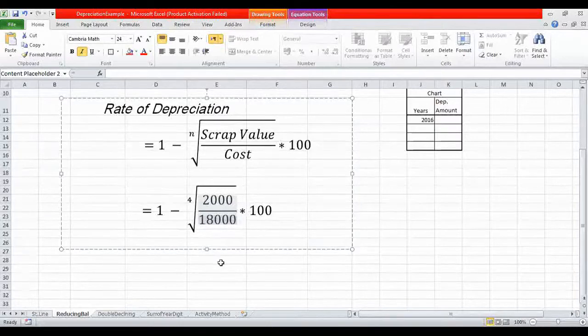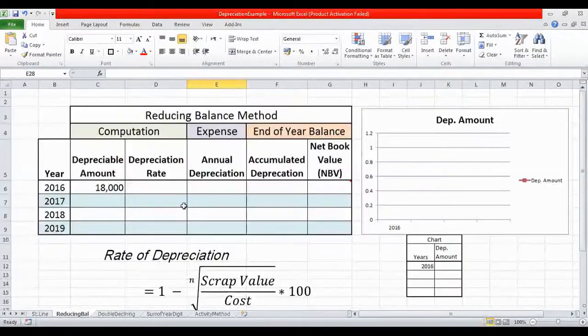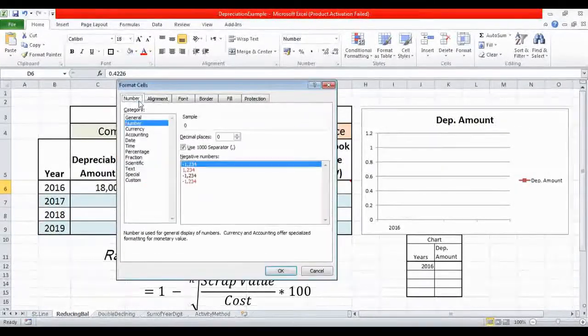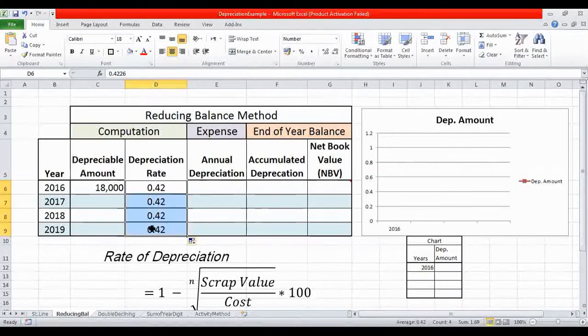And we are simply going to calculate the rate of depreciation. The rate of depreciation for us is going to become 42.26%. This is our rate of depreciation. Now, this depreciation rate will again remain the same for all the years.